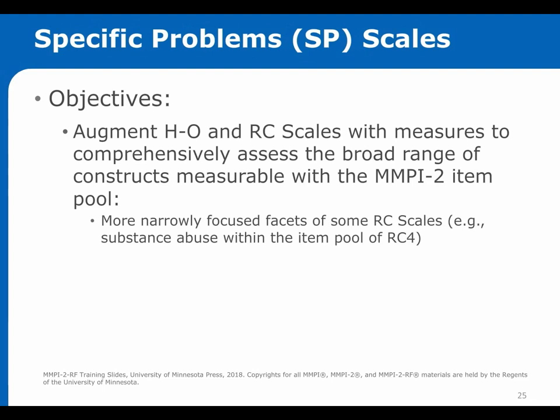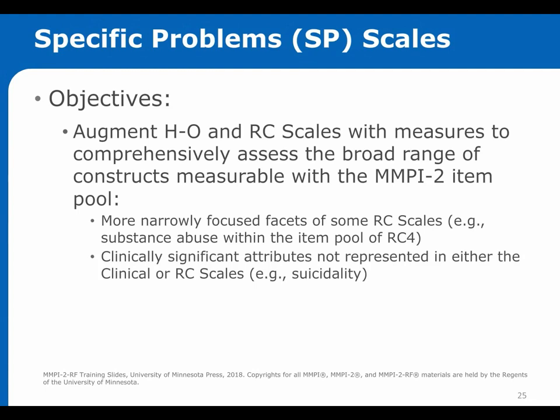So for example, RC4, antisocial behavior, includes a variety of different antisocial issues, including substance abuse and juvenile conduct problems. And so it's of interest to measure, for example, substance abuse separately from RC4 because of the importance of that construct, and also by measuring this construct separately as a facet of RC4, it aids in the interpretation of that RC scale.